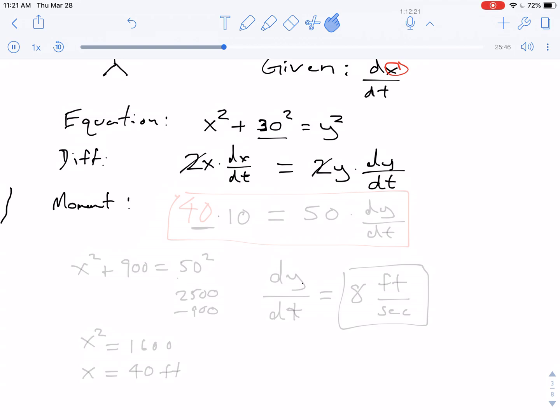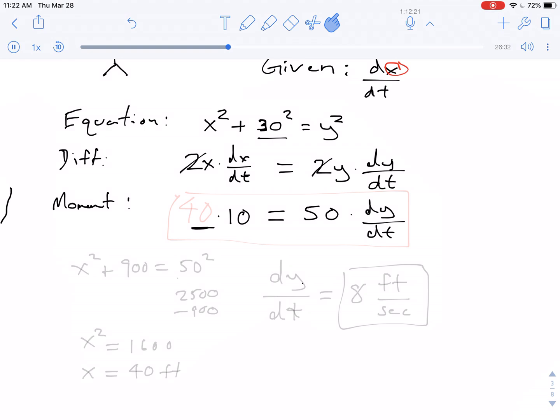We are given, are we given x? I'm looking at this going, where's my x? No, I don't have x. I need to find x. I am given dx/dt, which is 10. I need to find x, so I'm going to leave a space in there. They give us y as 50 feet. At that particular moment, y is 50, and we are looking for dy/dt. So I can't solve this as is right now because I need to find x.